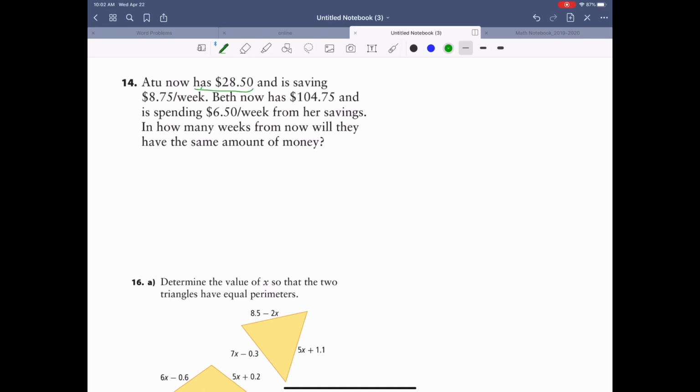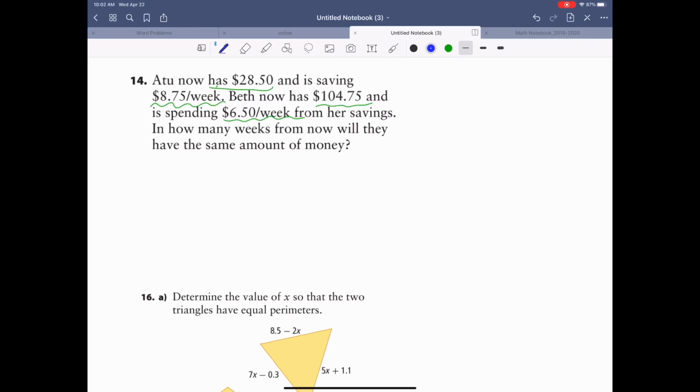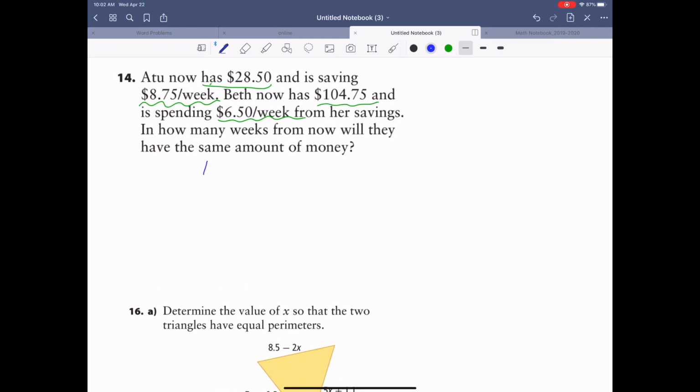Now he has this much money and is saving that much a week. So the number gets bigger by that much per week. And Beth now has that much and is spending that much, so it's minusing each week. How many weeks from now will they have the same amount of money? Okay, that's a good question actually.